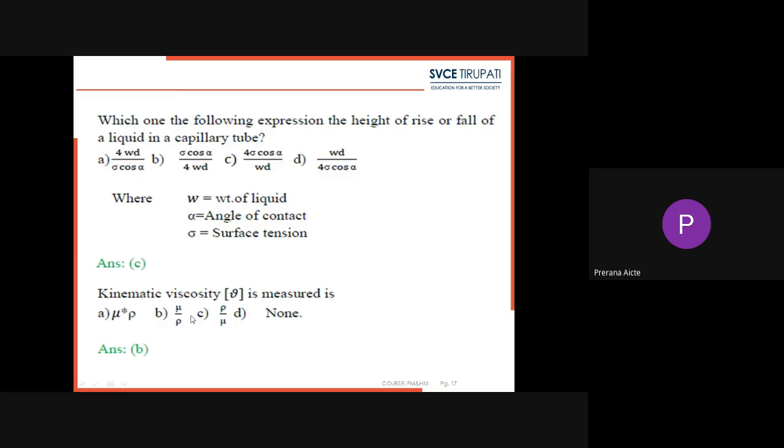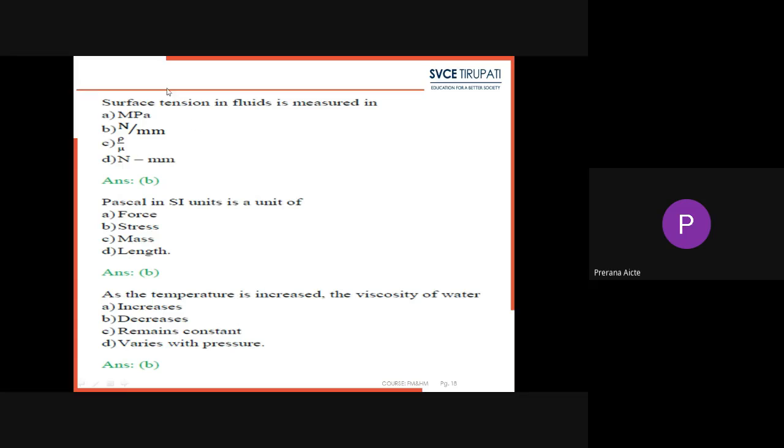Another question: kinematic viscosity nu is measured by using the formula mu by rho. Nu equals mu by rho. Another one: surface tension in fluids is measured in Newton per mm. Why? Because surface tension is force per unit length, so the units will be Newton per mm. Then, the pascal in SI units is a unit of stress. Usually the pascal is the unit of stress.